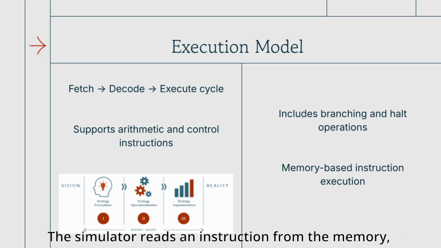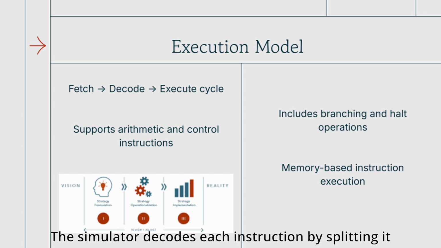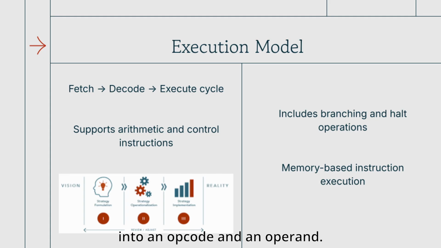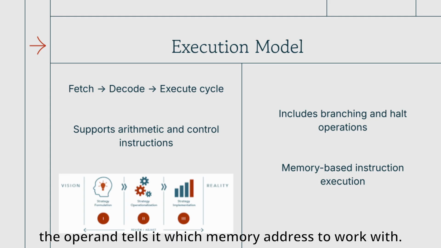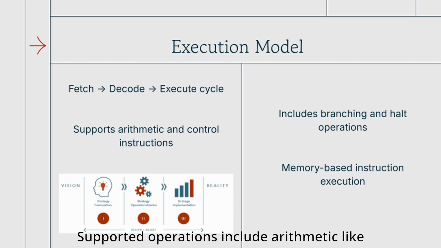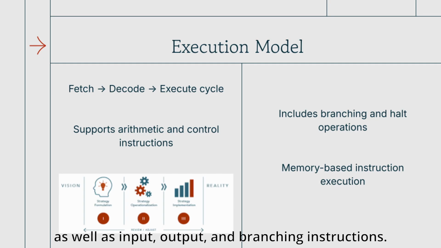The simulator reads an instruction from the memory, figures out what it means, and carries it out before moving on to the next one. The simulator decodes each instruction by splitting it into opcode and an operand. The opcode tells the simulator what to do, and the operand tells it which memory address to work with. Supported operations include arithmetic like addition, subtraction, multiplication, and division, as well as input, output, and branching instructions.